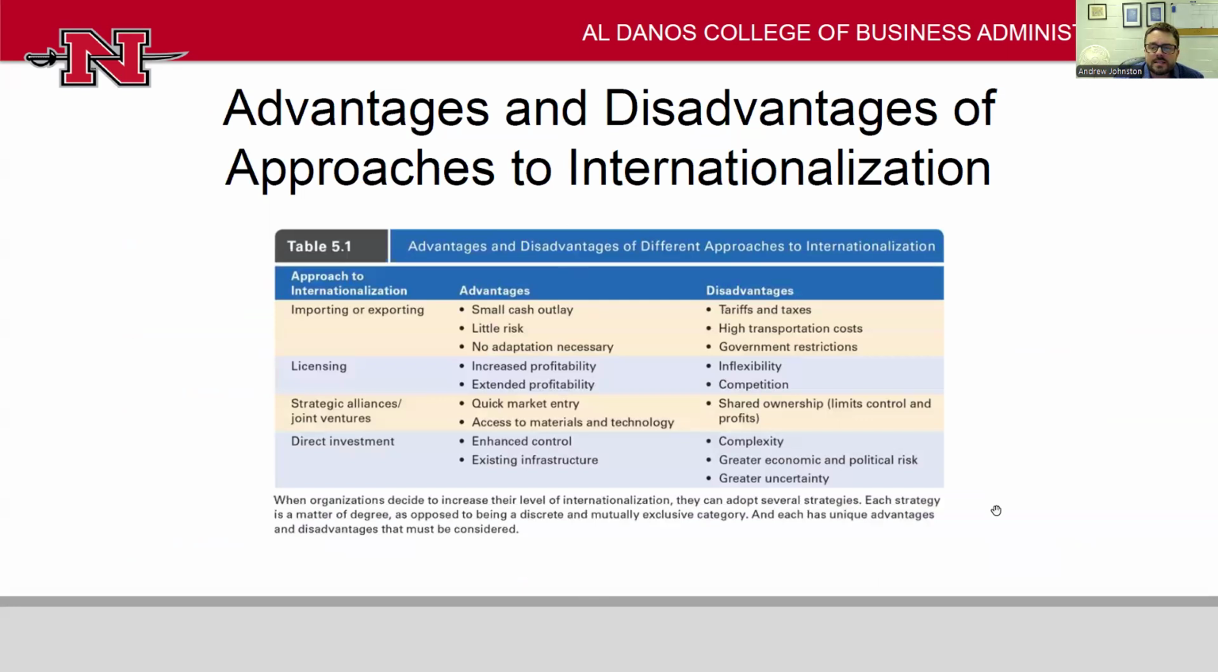So we've got a little list here, summarizing the escalating levels of commitment from import-export all the way to direct investment. What are the advantages, and what are the disadvantages? Some of this stuff is going to for sure come up on the quizzes and the exams. So this is a handy little summary to look at, either in the slides that I'll post or in the textbook.